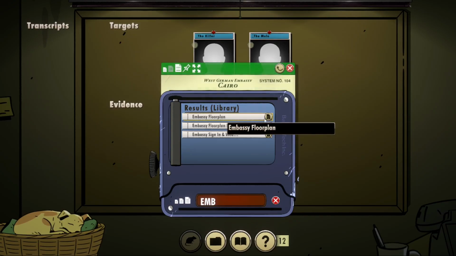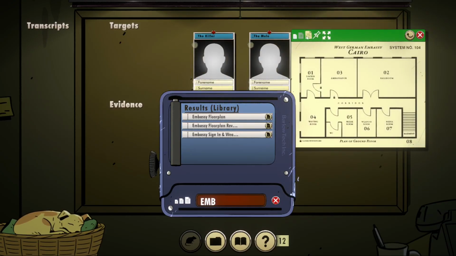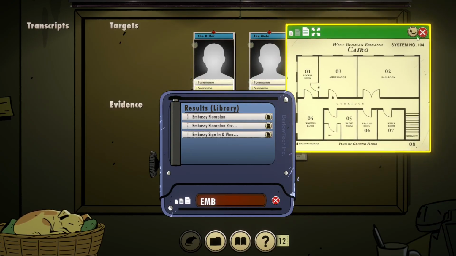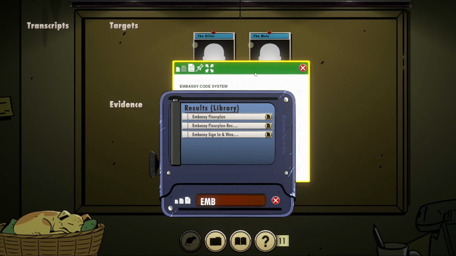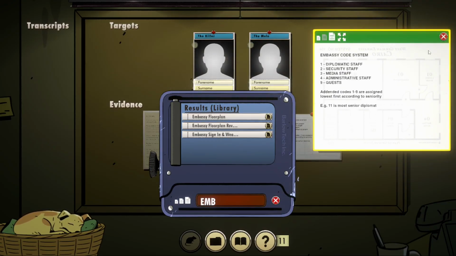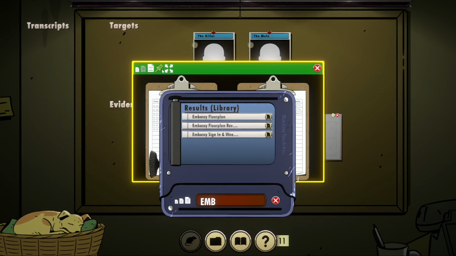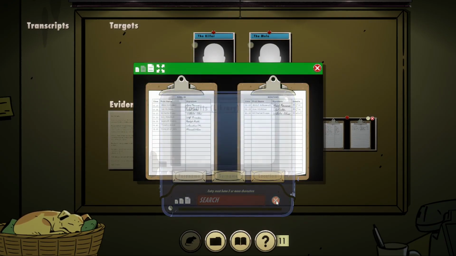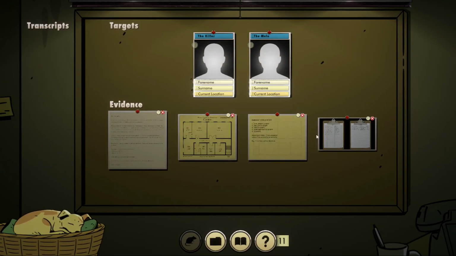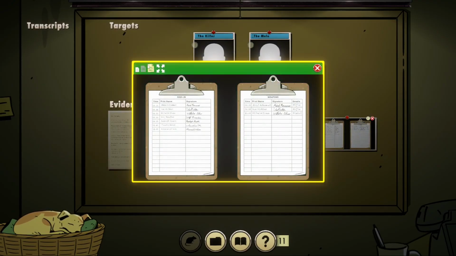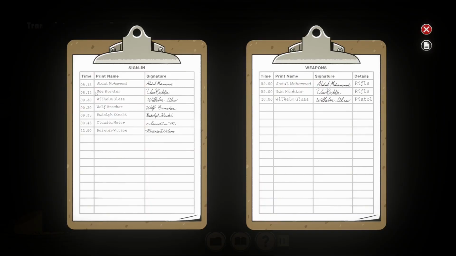Oh, let me get my notebook and pen again. Okay, embassy floor plan. Let's just pin that. Reverse. I'll pin that. And we'll pin that. Weapons, rifle, pistol. Wilhelm.